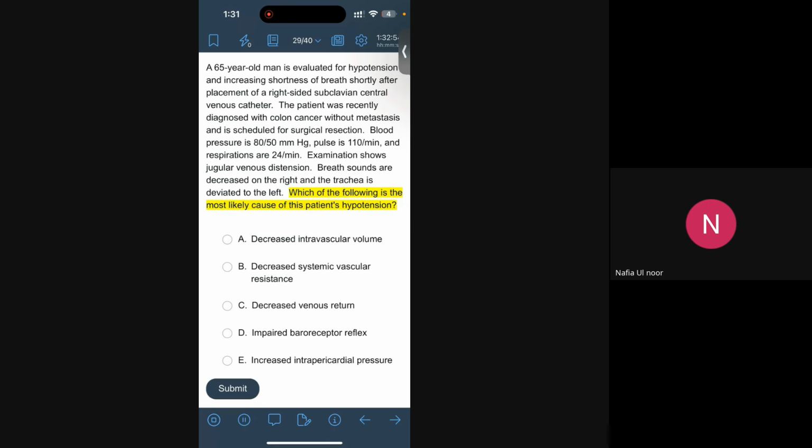Actually, one last thing. What was the diagnosis of the previous question? What was the lung problem? Fibrosis, interstitial lung disease. Okay. Thank you. It is a restrictive lung disease.